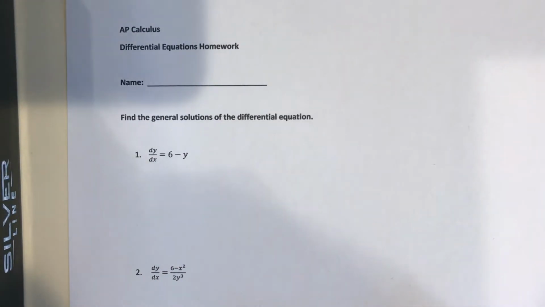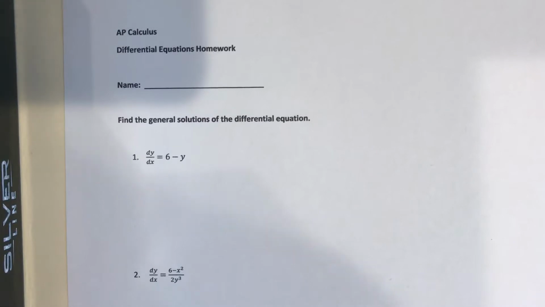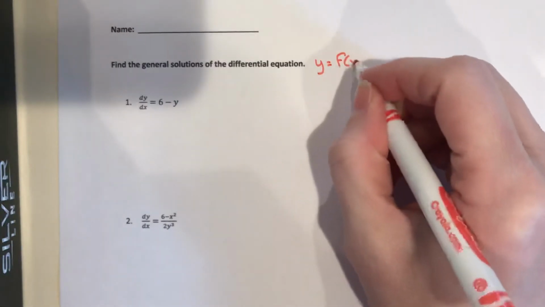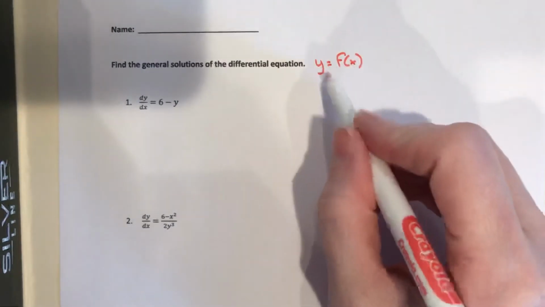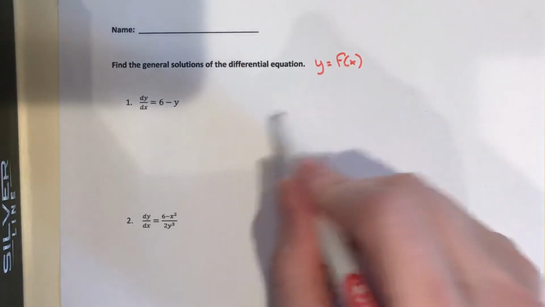Today we're going to be going over the differential equations homework. So hopefully you've already tried this and now you're just going to be checking your work. The directions for the first two say find the general solutions. Now it does not say y equals f of x. If it said that, we would have to solve for y. These, however, do not say that, so we don't have to solve for y.